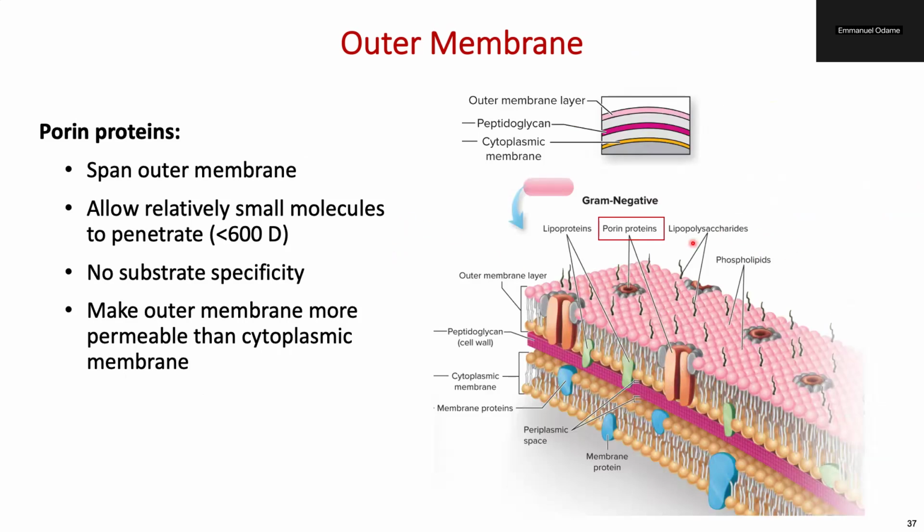So now we've finished discussing the lipopolysaccharide. Now let's move to the porin proteins, which are these ones, the pores in them. They are all over the outer membrane and they allow relatively small molecules to penetrate into the bacteria, and they are not substrate specific. For that reason, they make the outer membrane more permeable than the cytoplasmic membrane itself. Think of it like the TSA at the airport, where you have to get through them before you go and board your airplane.